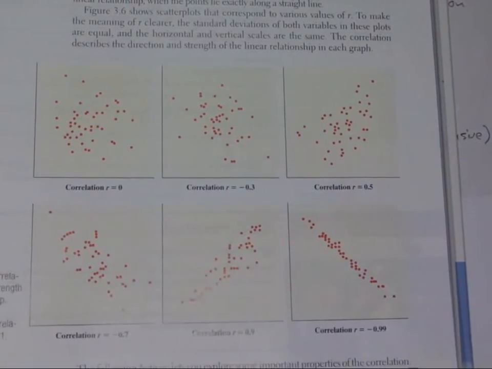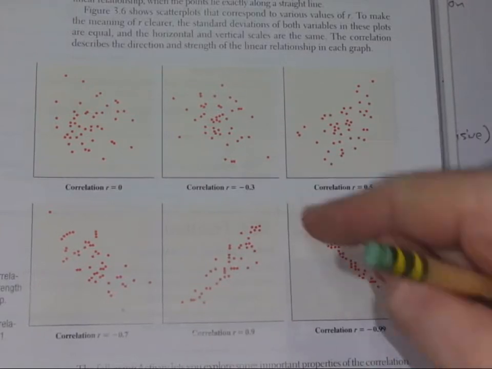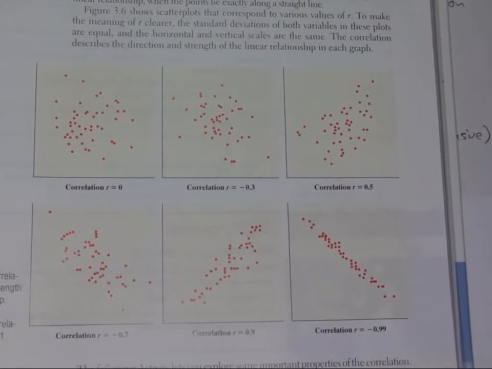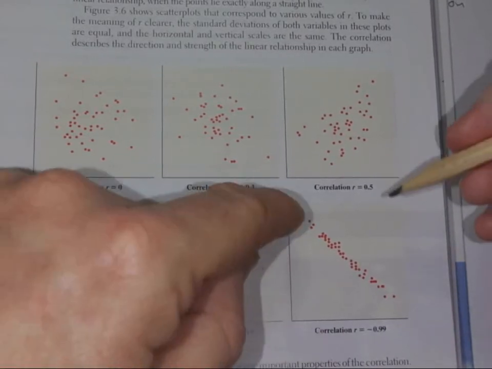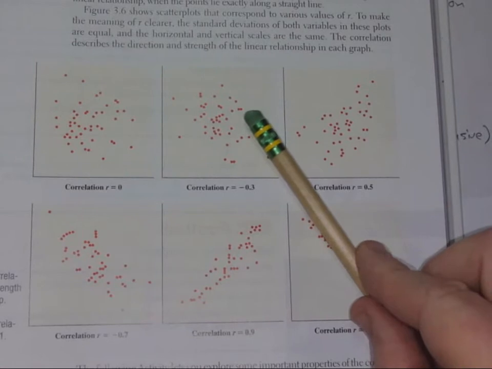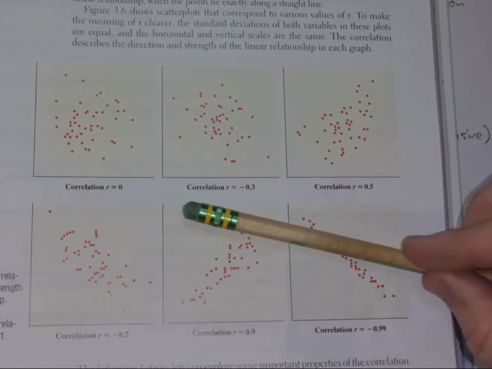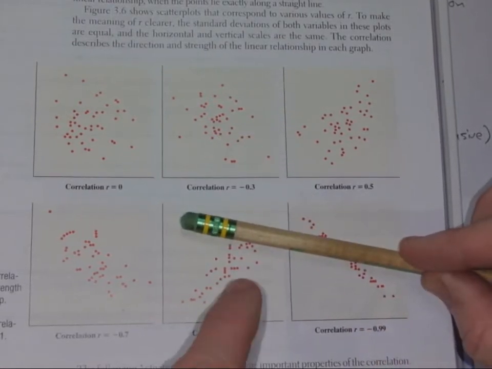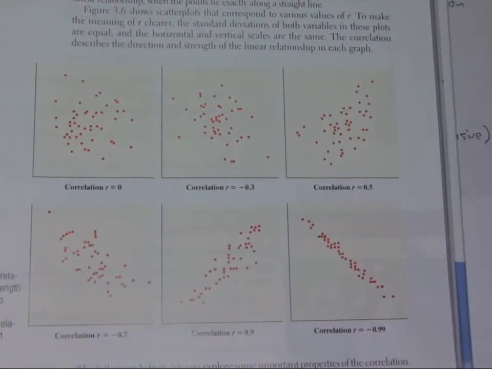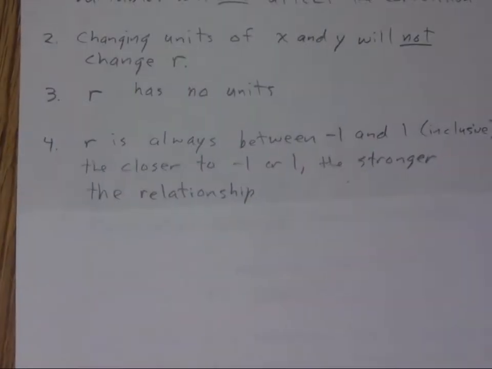And of course, if it was exactly -1, it would be a negative sloping line. Exactly +1, it'd be a positive sloping line. It wouldn't matter how steep it is, because how steep it is is a function of the units. If it was a negative sloping line like this, or a negative sloping line like that, it's still going to be -1, so to speak, or a positive sloping line in the same way. So those are examples of that.